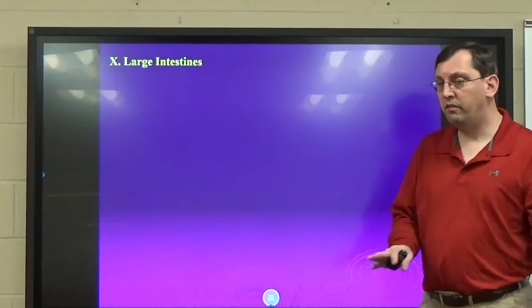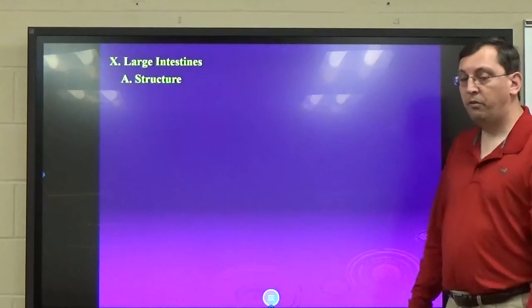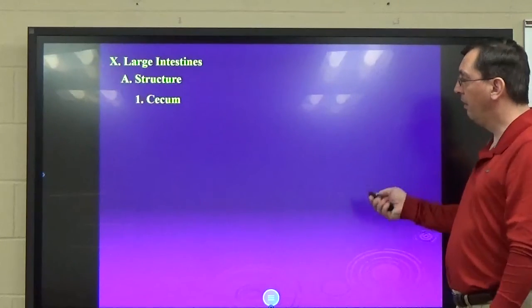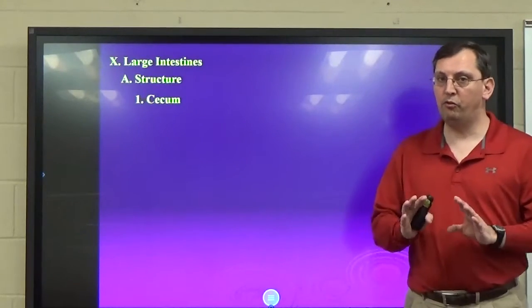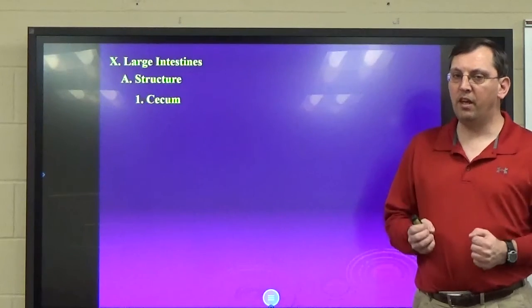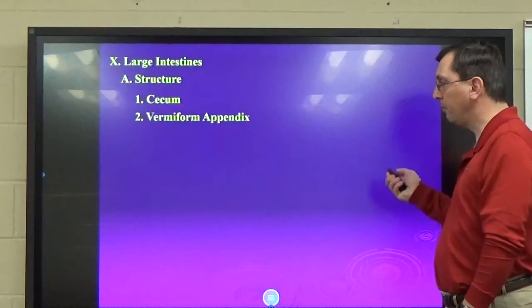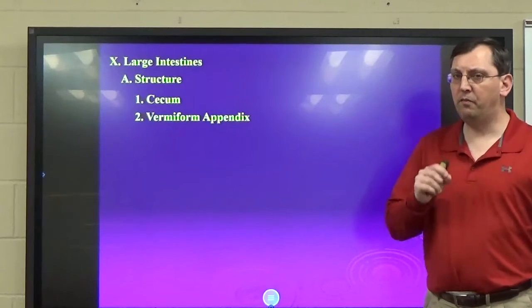This is the large intestines. The large intestines start with a structure, just like small intestines, that has multiple parts to it. First part is the cecum. Cecum is short. Its job is to receive everything coming from the small intestines, then to be passed on to be used later. Attached to the cecum is the vermiform appendix.